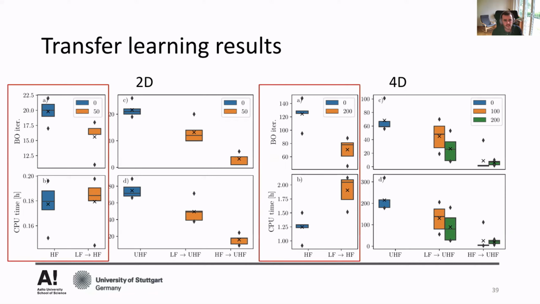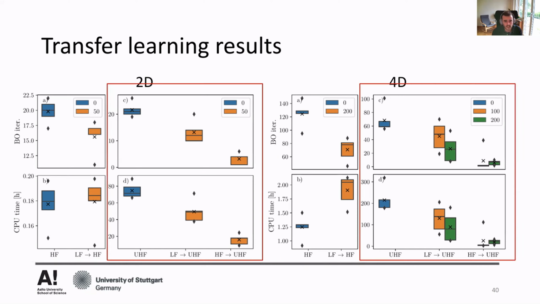In the left columns here, I am showing experiments where I'm always using high fidelity as baseline. So here we wanted to infer the global minimum at high fidelity accuracy, and I was able to use low fidelity as support fidelity. And in the right columns, I'm showing experiments where I infer the global minimum at the ultra high fidelity accuracy, where I was able to test both the low fidelity as support and also the high fidelity as support to test the effect that the correlation between different fidelities had.